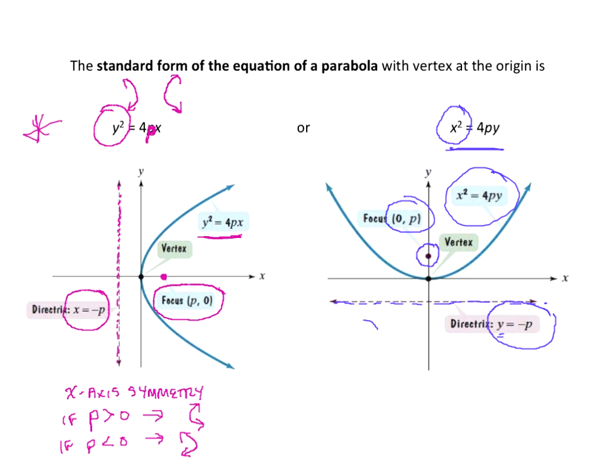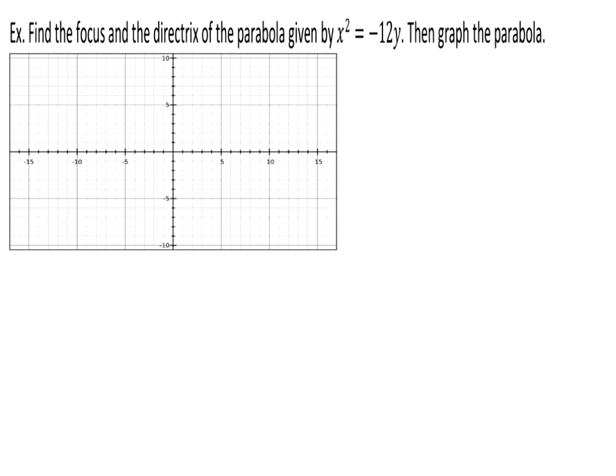So with this version of the parabola, it has y-axis symmetry. And if p is greater than 0, then this thing is opening up. And if p is less than 0, this thing opens downward. All right. Since y'all were okay with the y squared, I'm going to assume you're okay with the x squared and move forward. Stop me if you need me to recap anything.